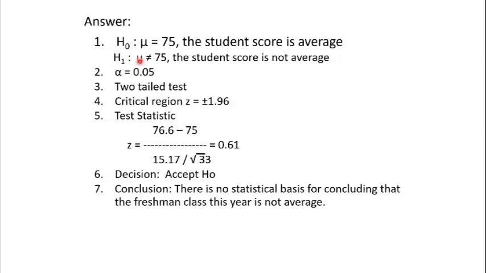So we have here yung mu natin or yung mean natin is not equal to 75 or the student score is not average. And then for this problem, ang given natin na significant difference is we have the alpha is equal to 0.05. And then ang assumption natin is two-tailed test siya for this problem. So, for this problem, we have yung critical region. Sabi natin, ang given natin is two-tailed test and we have the 0.05.